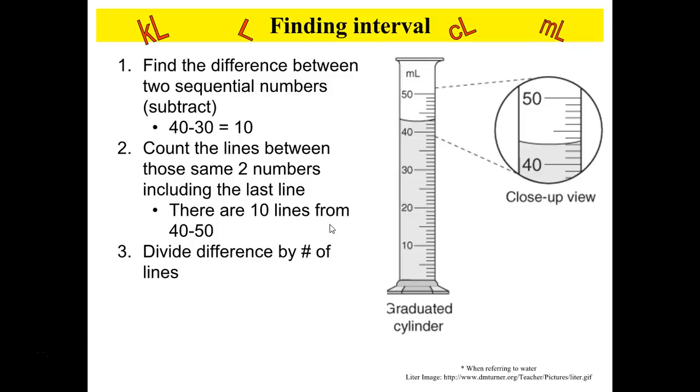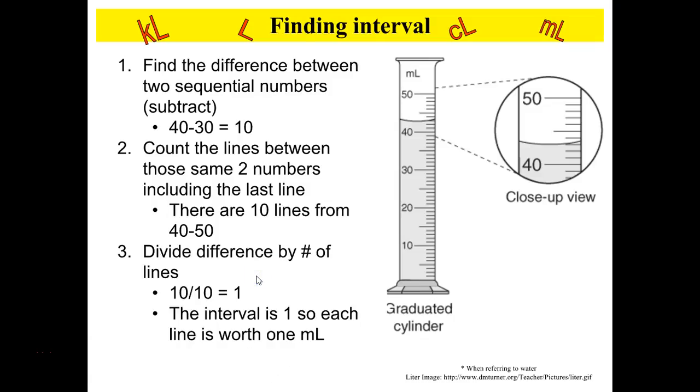Then divide the difference by the number of lines. So 10 divided by 10 gives you 1. That means each line is worth 1 milliliter. So that was an easy one to figure out. Not all of them are that easy. I do want to point out that usually the line that's halfway in between is a little bit longer than all of the rest. So it makes it easy to figure out what's halfway.